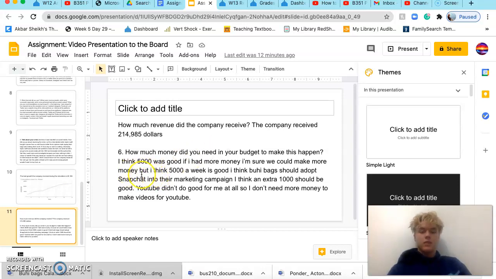Snapchat, I think BB Bags should adopt Snapchat just because, especially in this day and age, there's many people that have Instagram and Snapchat but don't have Facebook or Twitter. Like I have Facebook, but I don't have Twitter, but I don't have Snapchat. And so if you just have Snapchat, you can target the same person twice as much, I guess. I think an extra $1,000 would be good. YouTube was the worst performing platform out of all of them, so I wouldn't need any extra money to make YouTube videos because I just scratched YouTube right off the start.